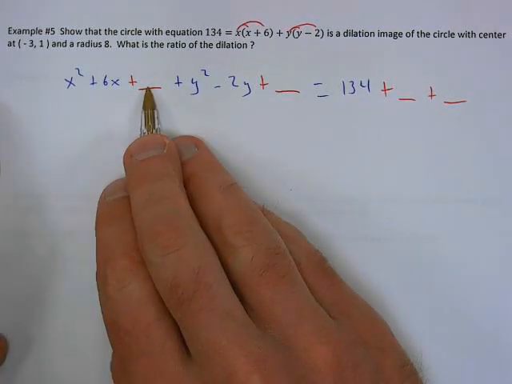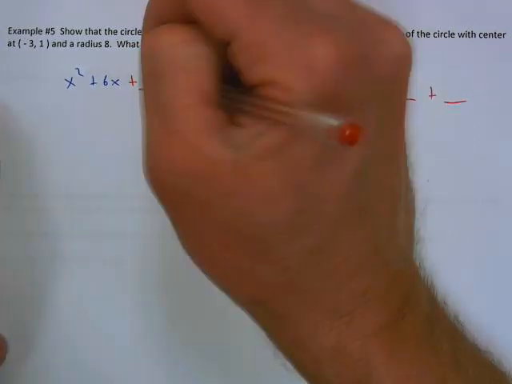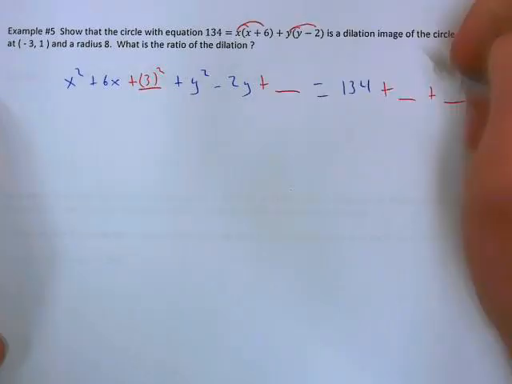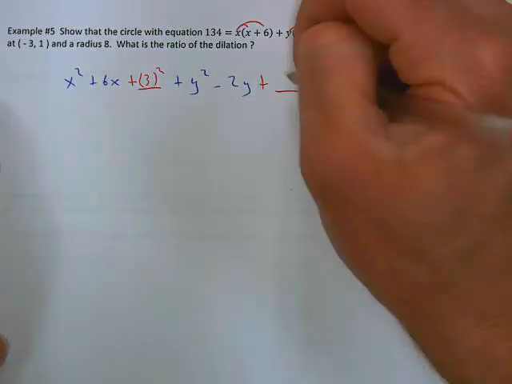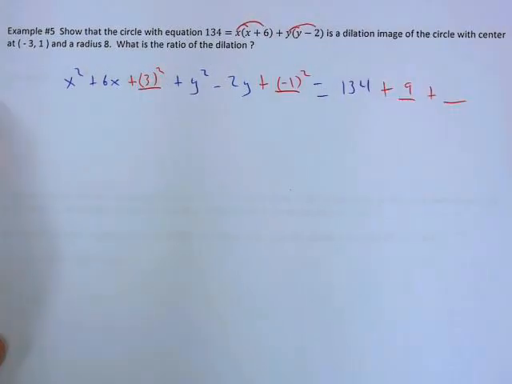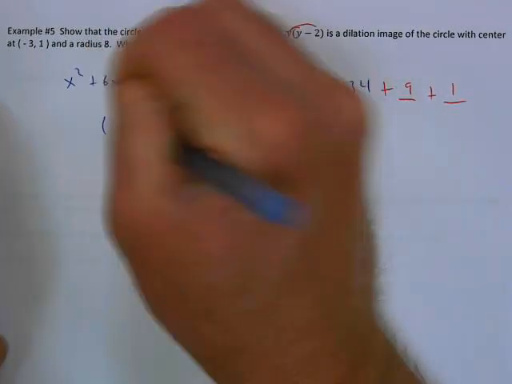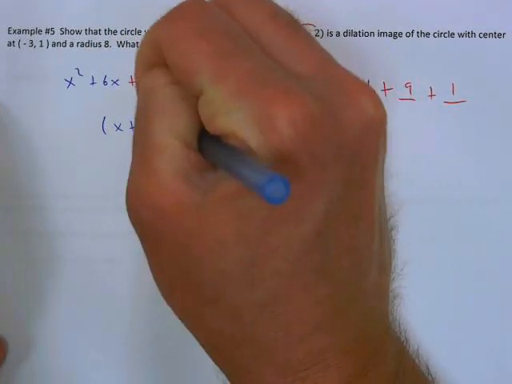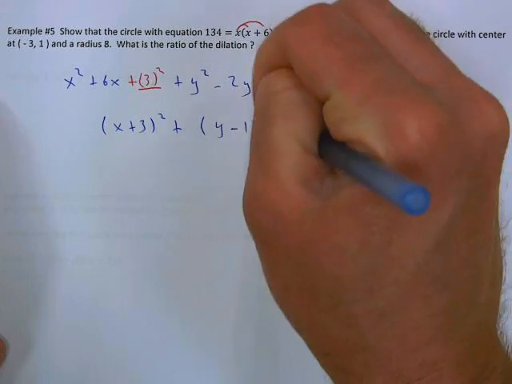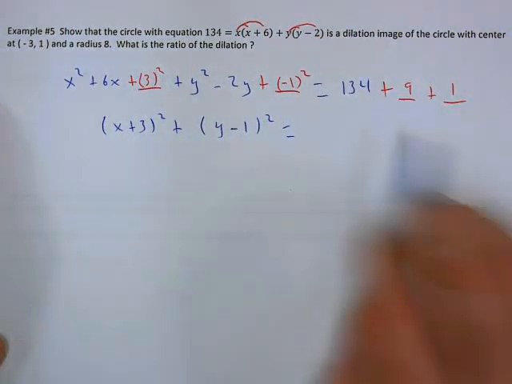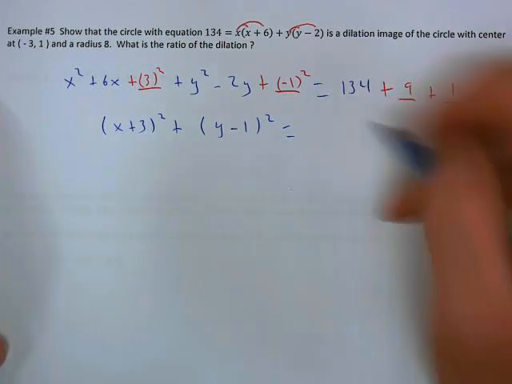All right, now we're ready to complete the square. So what's going to go in the blank here? Well, half of that number squared. Again, you can write it as 3 squared, or you can write it as 9, or one of each. Okay, what goes in this blank? Half of that number squared, so you can put it as -1 squared, or -1 squared is just +1. So again, you can write it either way you want. Okay, and then now that I have it written this way, I can write this as a perfect square. This is going to be x plus 3 quantity squared, plus y minus 1 quantity squared, equals 1 plus 9 is 10, plus 134 is 144.